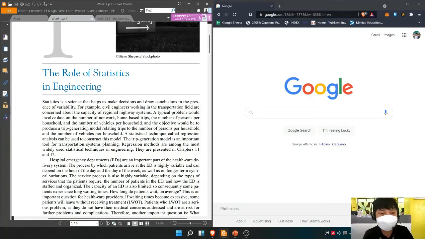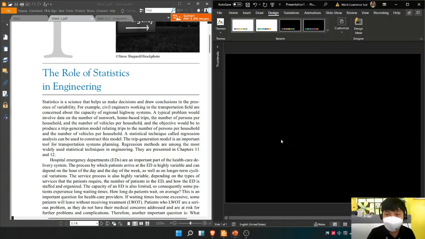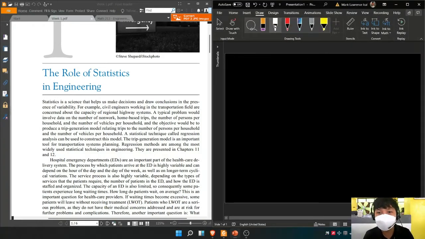But in essence, what the example is trying to say here is that a civil engineer needs to determine if the road network can accommodate the number of persons and the number of vehicles that travel along it. So what does it mean here? A very good explanation is this.